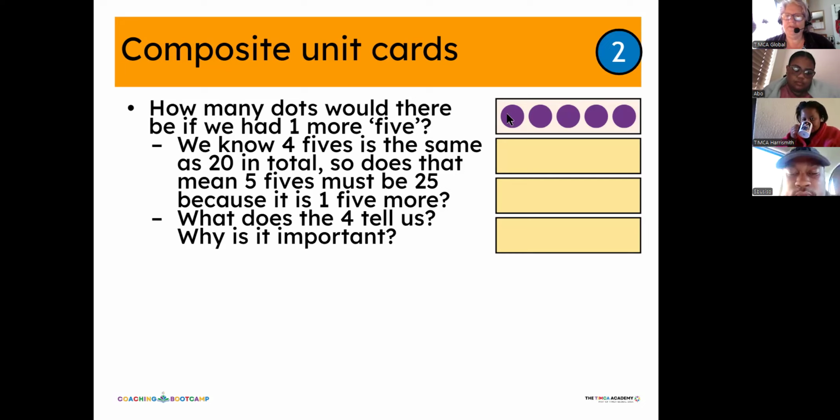Here's a question. We've said that we've got 4 cards, 4 groups. What does that 4 tell us? Why is it important? Is that something that we can actually answer? Can we put that into words?